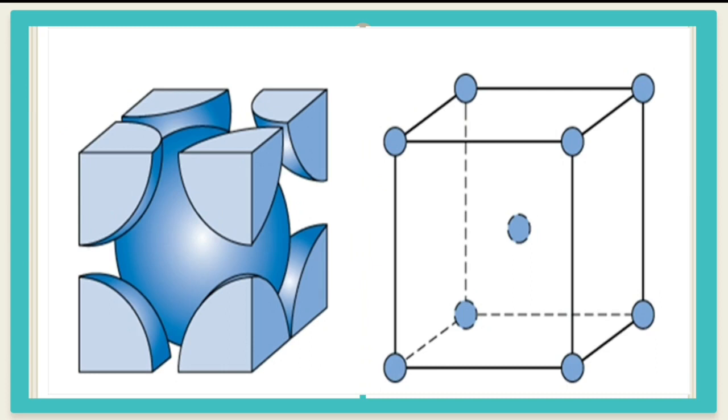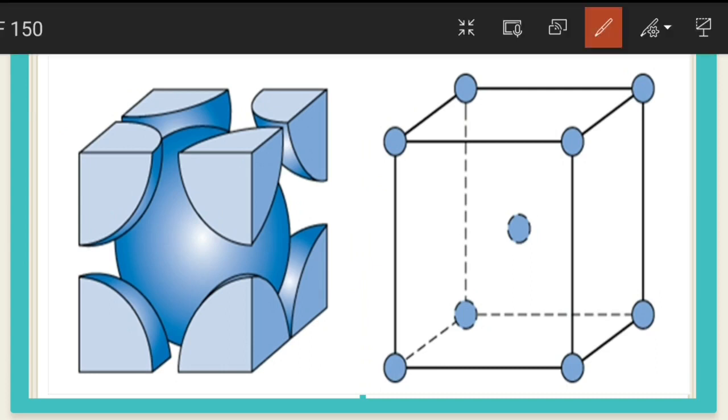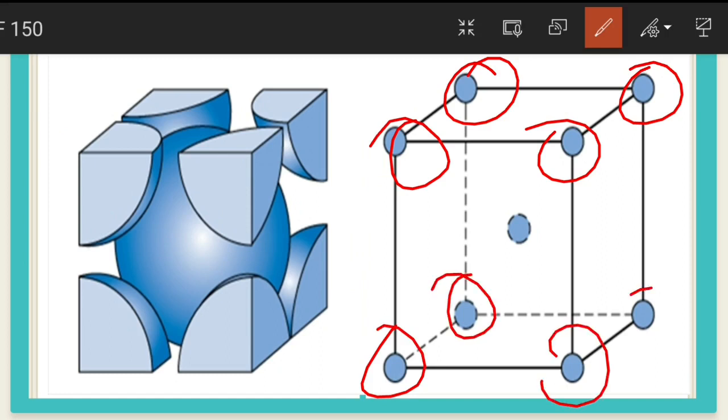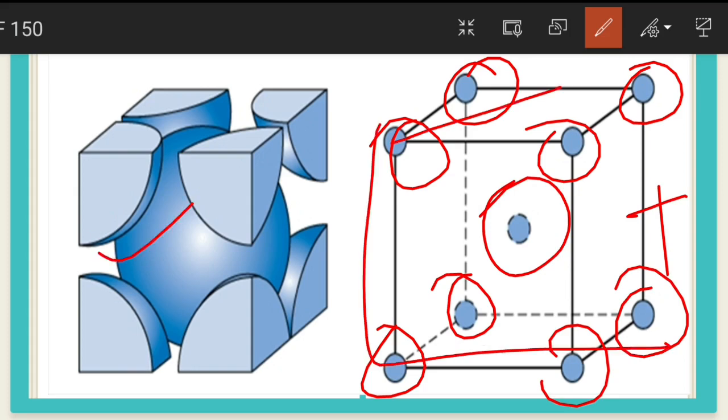You can see all 8 corners have particles, plus one is present at the center. In this 3D arrangement, all the corners have particles, plus one constituent particle is at the center. Such a type of unit cell is called a body centered unit cell. As the name indicates, one body is at the center.